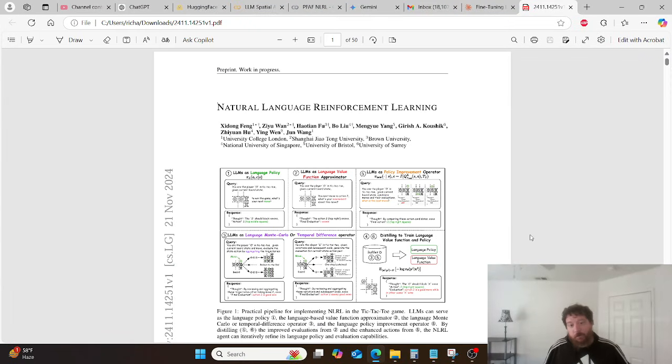So today I have a super interesting experiment and paper for you. The paper is called Natural Language Reinforcement Learning, and it was printed on November 21st by a few different universities: University College London, Shanghai, Brown University, National University of Singapore, University of Bristol, and University of Surrey.